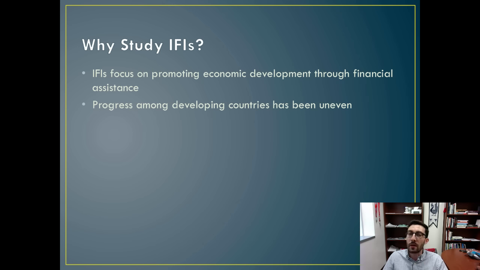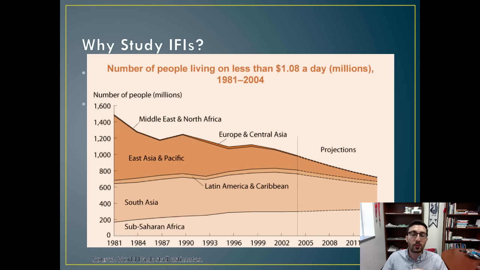But the progress among developing countries has been uneven. We've seen lots of variation, which is an interesting phenomenon for social scientists. So just look at this across region. This is a chart of the number of people living on less than $1.08 a day, which is considered sort of extreme poverty, in millions from 1981 through 2004, notwithstanding the projections for a moment.